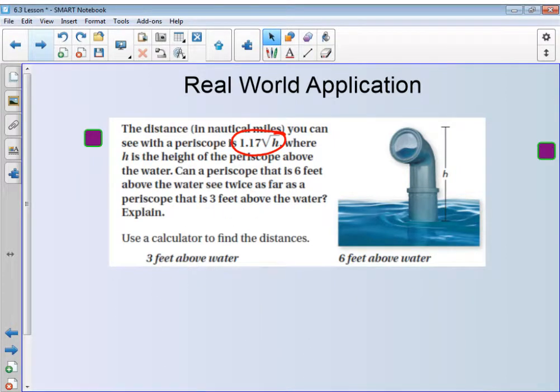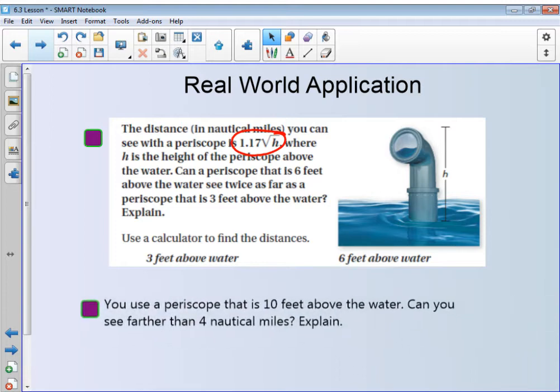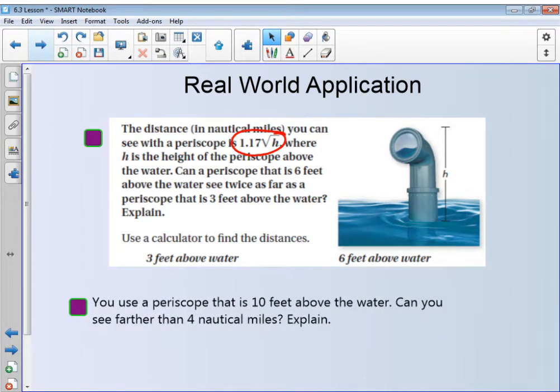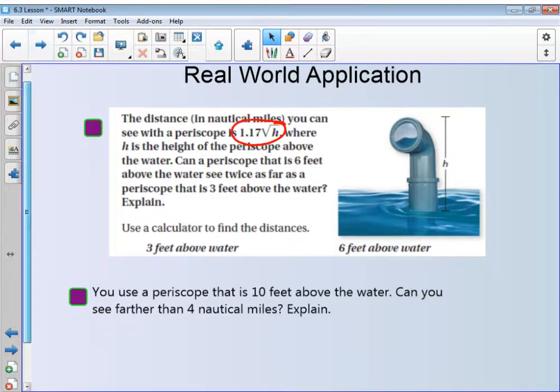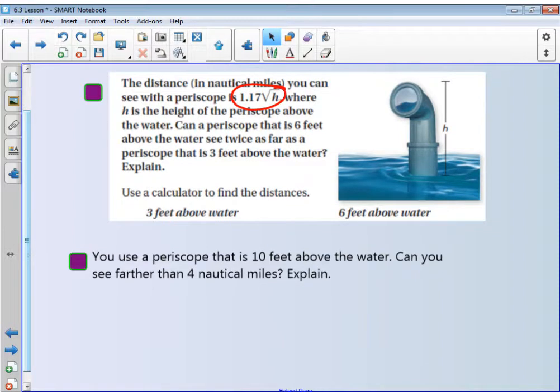Last question. It says you use a periscope that is 10 feet above the water. Can you see farther than 4 nautical miles? Here we're checking to see whether it will see further. What's your guess, based on the fact that we were at approximately 2.87 for 6 feet? Do you think at 10 feet that it will? Well, let's go through and check it.